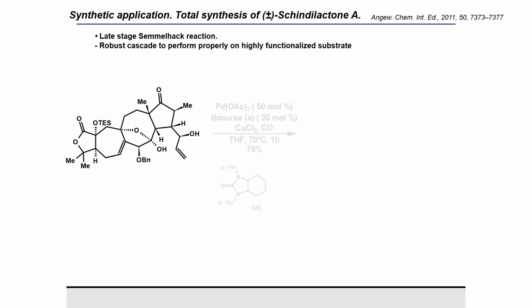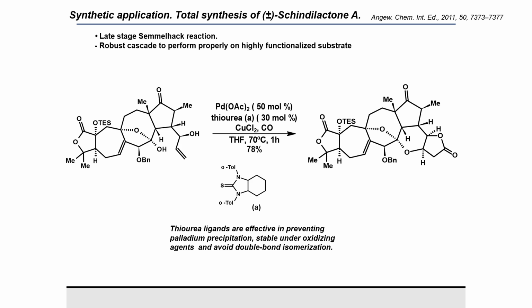A synthetic application of this Semmelhack reaction is the total synthesis of lambda-lactone A, reported by Jiang and co-workers. This is a modified late-stage Semmelhack alkoxycarbonylation to install a fused gamma-lactone system. As you can see here, they use urea ligands, which are effective in preventing palladium precipitation and stable under oxidizing agents. Also, they avoid double bond isomerization. This was reported by Jiang and co-workers as an effective ligand in palladium-catalyzed carbonylative reactions.